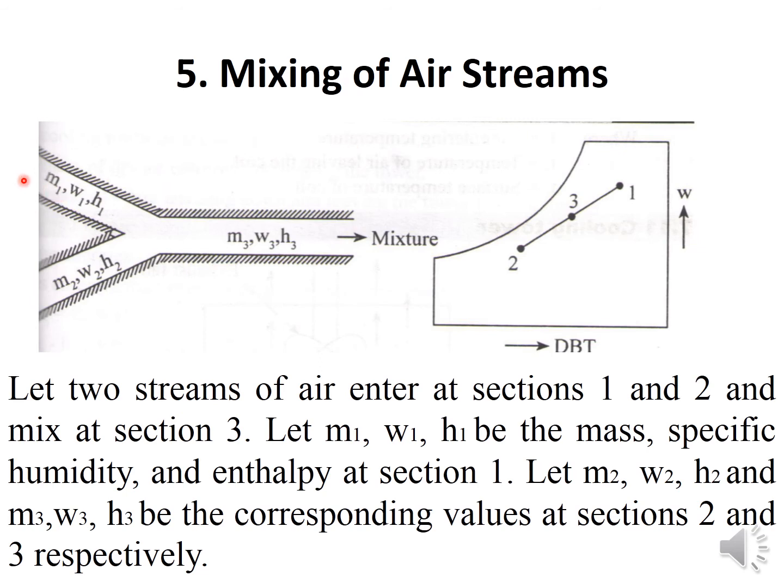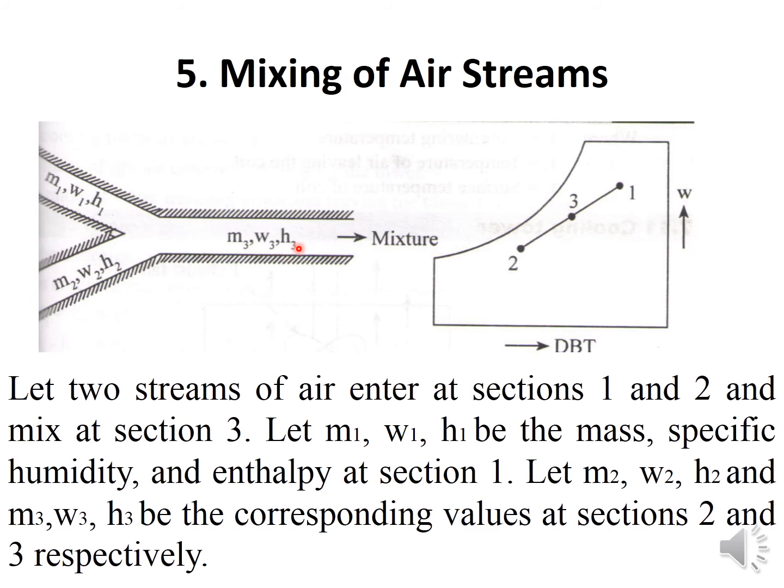See here, one air is coming from this channel, another one is coming from this channel, and both are mixing here. So air one which is coming has mass M1, W1 means specific humidity, and enthalpy of that air is H1. The air coming in this stream has mass M2, specific humidity W2, and enthalpy H2. When they both mix, they will come out with mass M3, which is M1 plus M2. W3 is a combination of W1 and W2. They settle at a certain specific humidity, and it will come around W3.